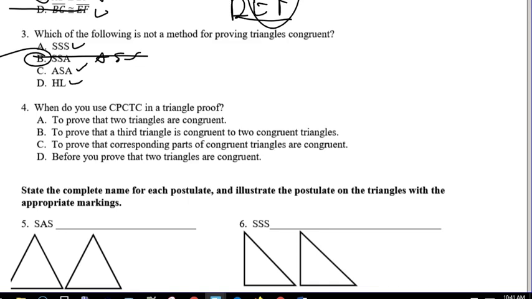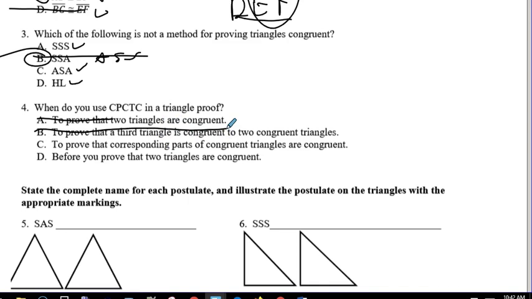Number 4, when do you use CPCTC? Okay, so remember, CPCTC is the last step after you prove triangles congruent. You use it to prove parts. It's all about the parts. So, do we use it to prove two angles congruent? Nope. That's when we use SSS, ASA, and so forth. To prove a third triangle? We've never dealt with three triangles. We're not doing that. Never have done that. Doesn't make sense.